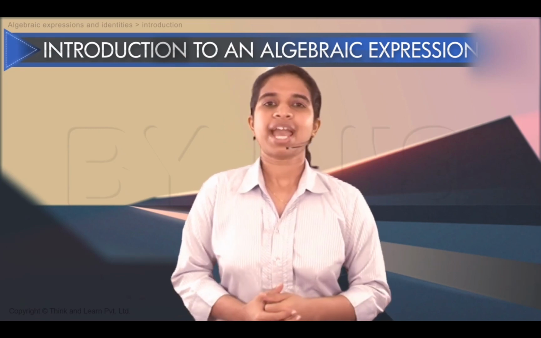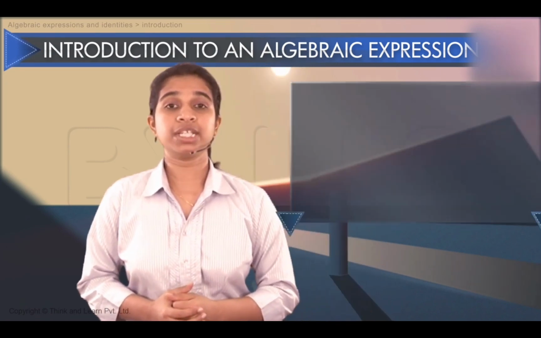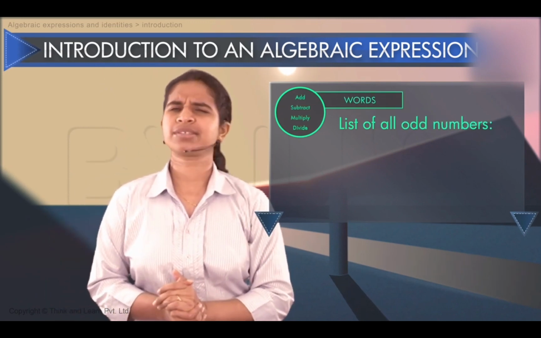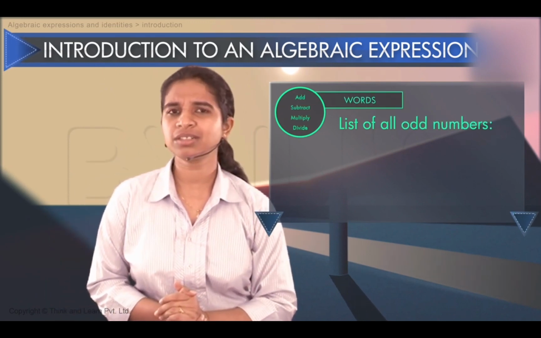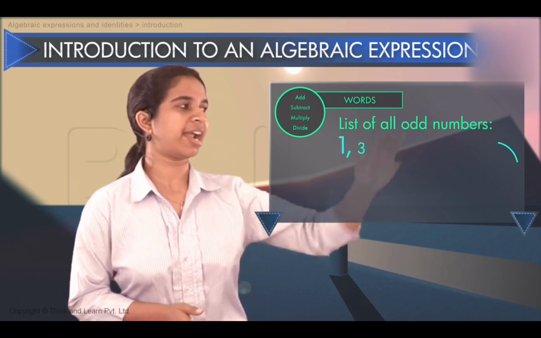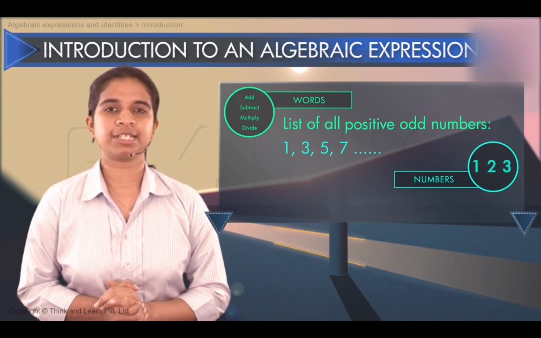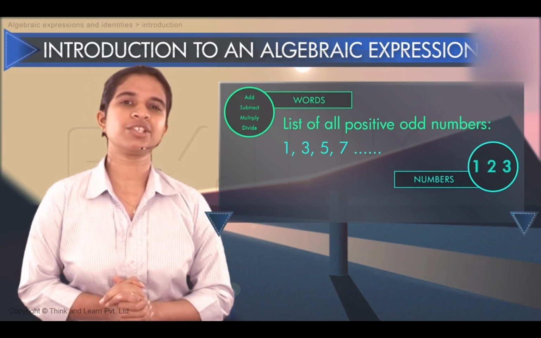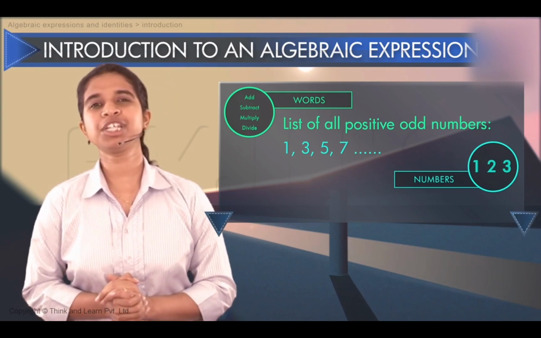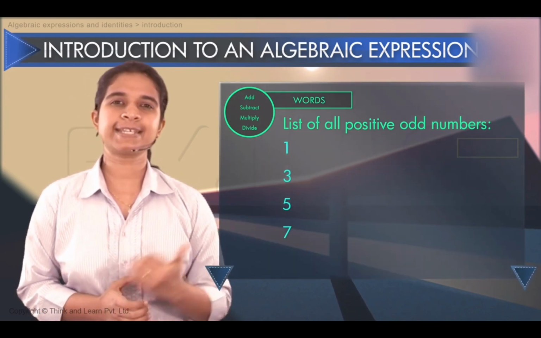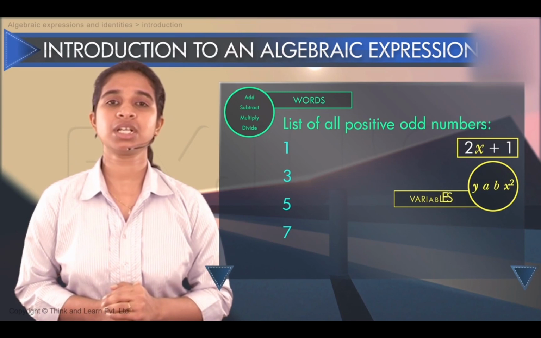Similarly, if you have an application stated in words, say the list of all odd numbers. Can we write this using a variable? Using numbers, it's very easy. We know 1, 3, 5 and so on. Okay, list of all positive odd numbers, let's say. So 1, 3, 5, 7 and so on. Can we write this using a variable? Can you write this as 2x + 1?